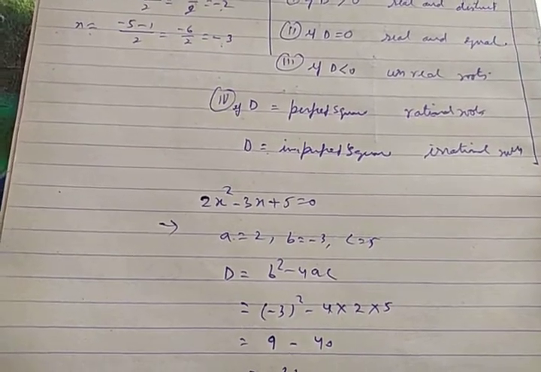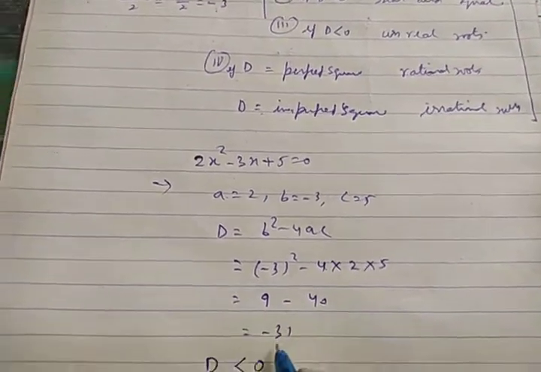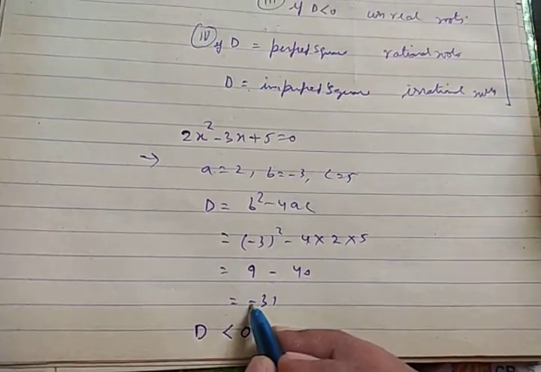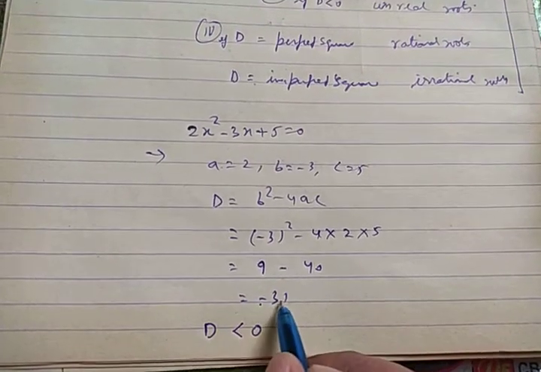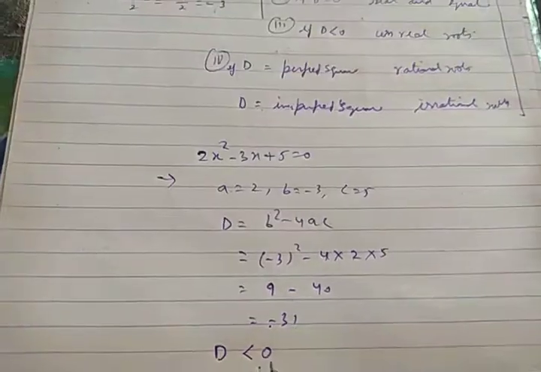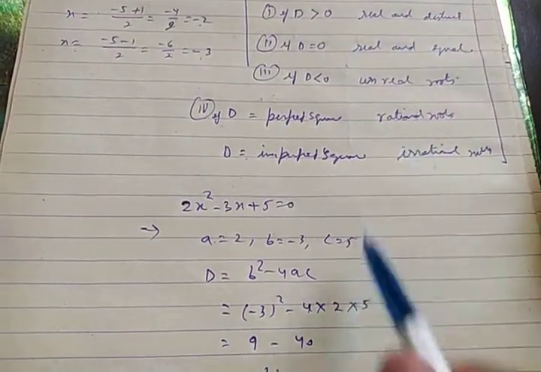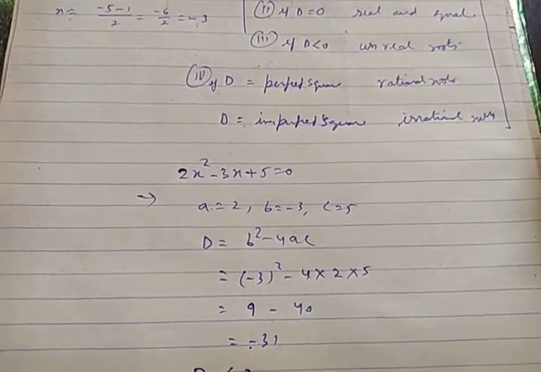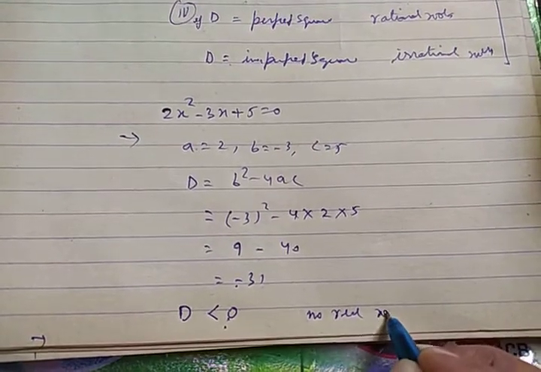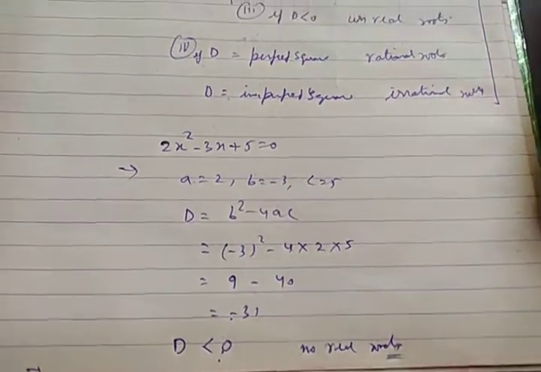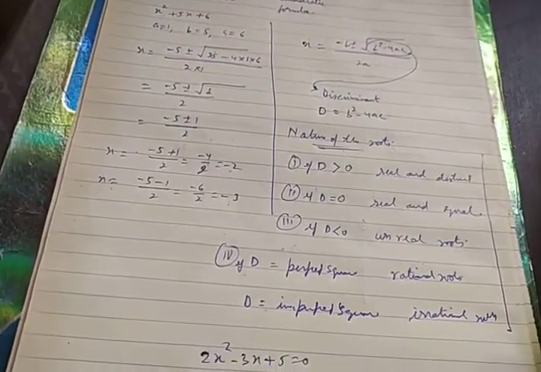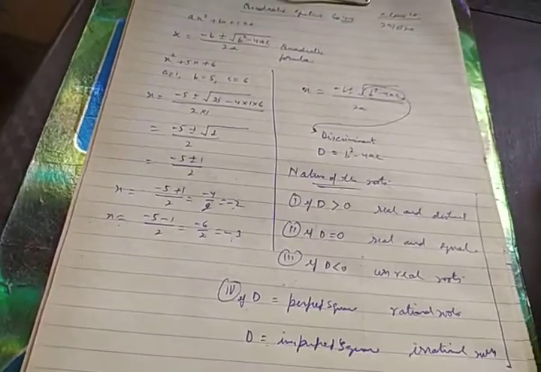Then you will write D is less than 0. You need not consider what the value is, but you have to check the sign of the value. If it is positive, D is greater than 0. If it is 0, then D is equal to 0. If it is negative, then D is less than 0. When D is less than 0, this situation holds. You will write the final answer line: hence, the roots of the given equation are no real roots. In this way, you can solve your Exercise 4.4.